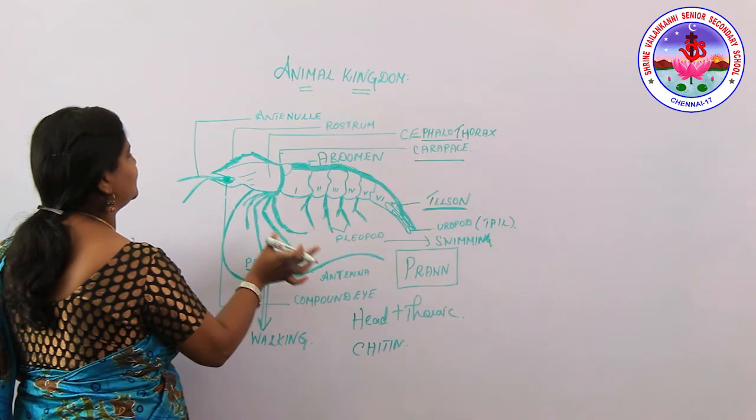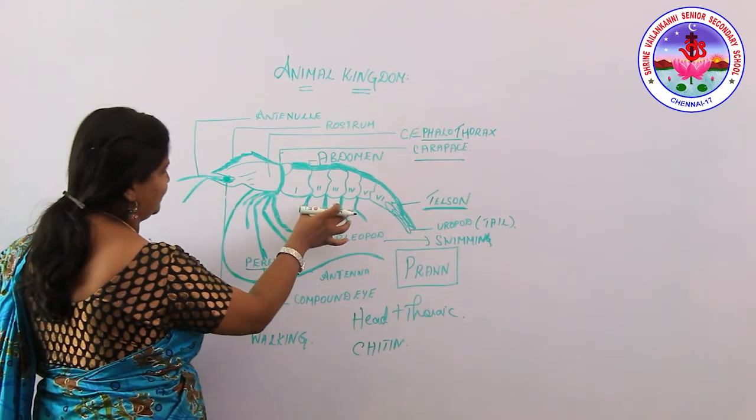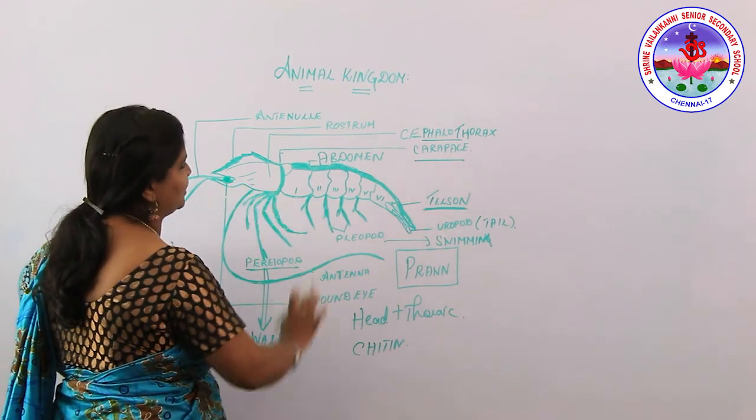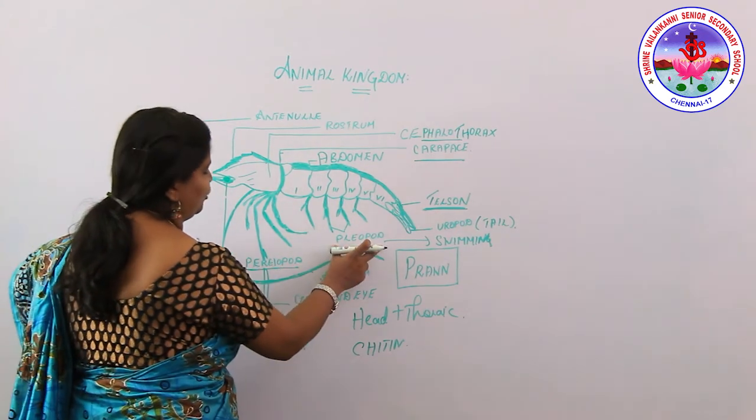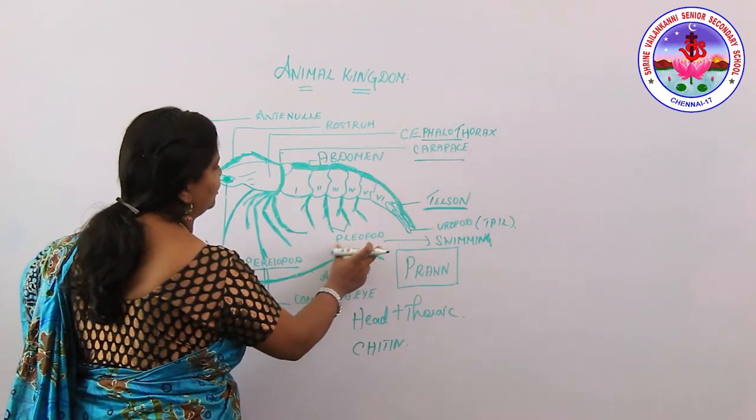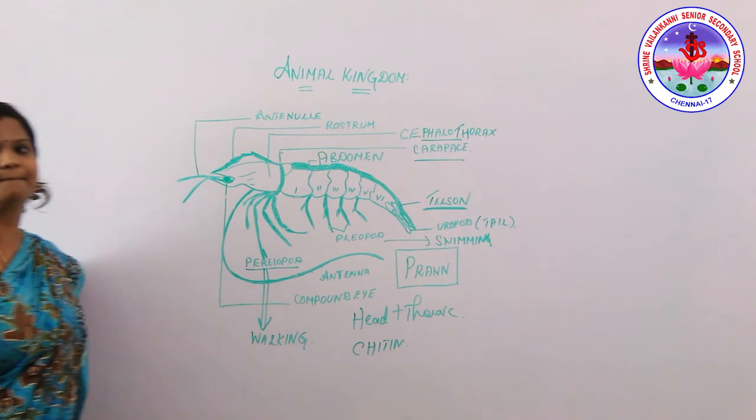The animal's body is differentiated into the cephalothorax and abdomen. Cephalothorax means the head and the thoracic region. The special features here are pereiopods and pleopods: pereiopods are for walking and pleopods are for swimming. So that's all about the prawn.